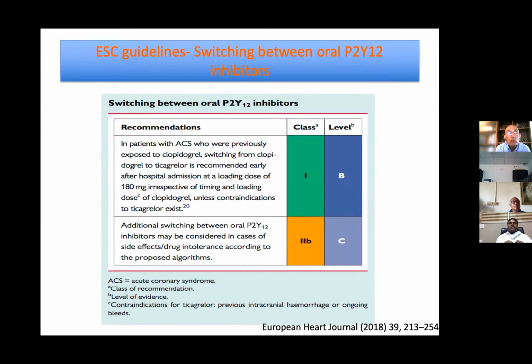So what do the ESC guidelines say? In patients with ACS who were previously exposed to clopidogrel, switching from clopidogrel to ticagrelor is recommended after hospital administration with a loading dose of 180 milligrams irrespective of timing and loading dose of clopidogrel. This has a class 1 indication. All the others shown earlier are class 2 indications for switching between the oral P2Y12 inhibitors.